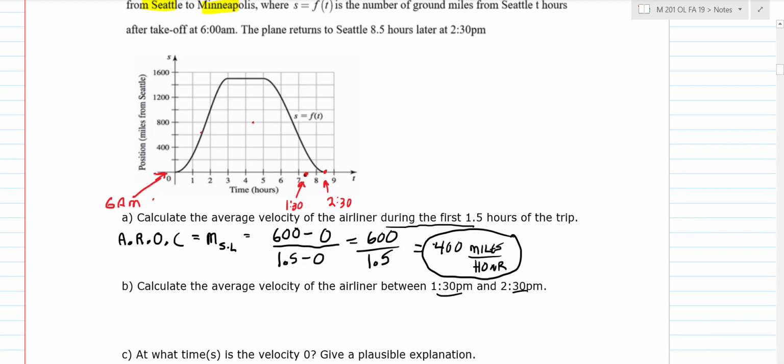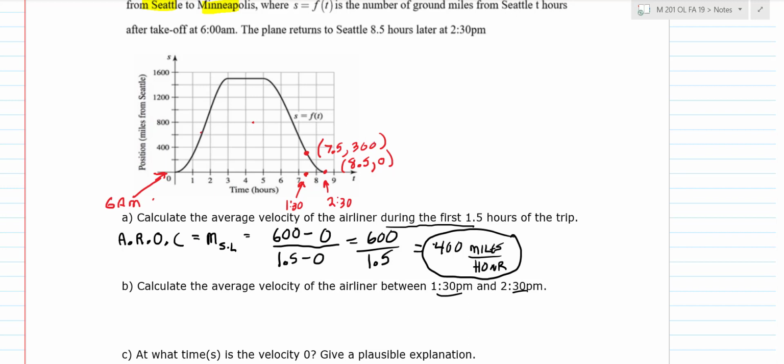It looks like here, we'll just estimate this point, and we would use 7.5 hours later, and that looks like 300 miles away from the airport. And then this right here looks like 8.5 hours later. That's what 2:30 is, and it looks like they're at 0. Okay, so that means something.